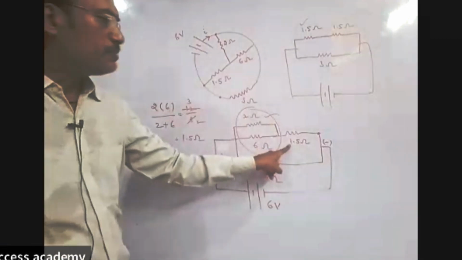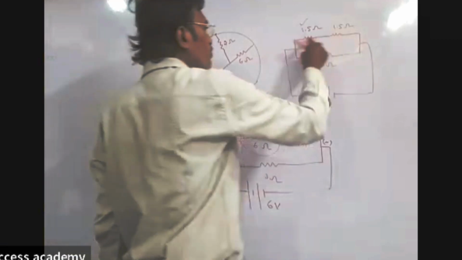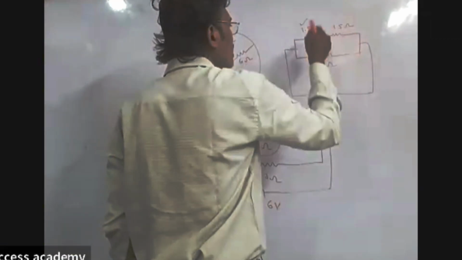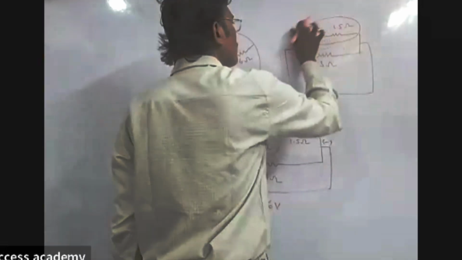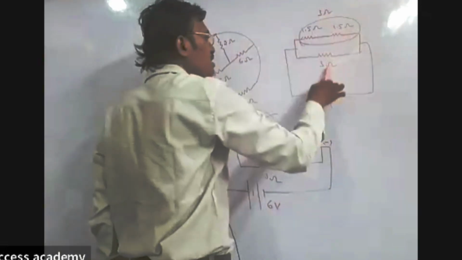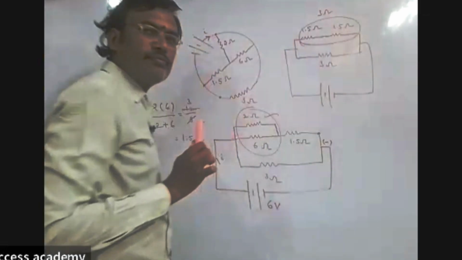So this 1.5 and this 1.5 both are in series combination. Again, replace these two with 3 ohm. This 3 ohm and this 3 ohm both are in parallel.